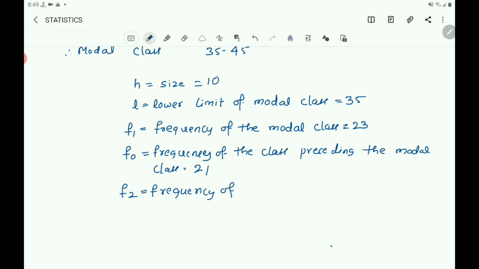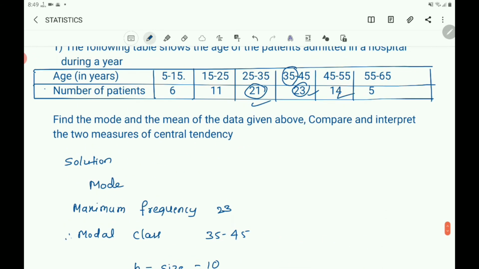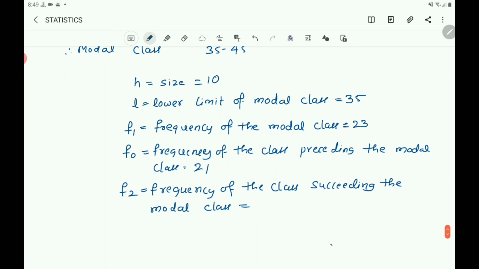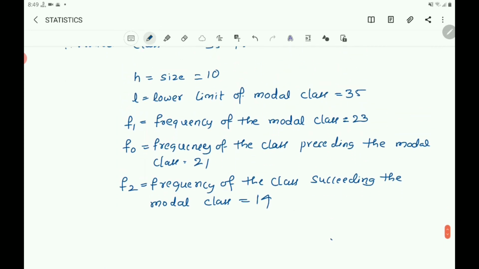Frequency of the class succeeding the modal class, that is the next class, that is 14. F2 is 14. Now you got all H, L, F1, F0, F2 you got.